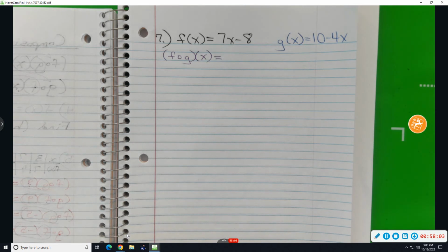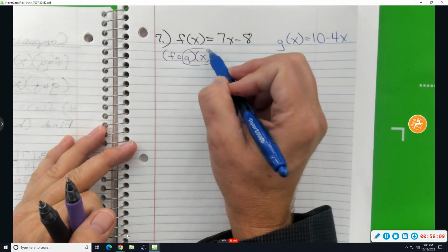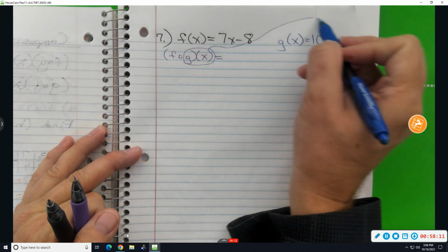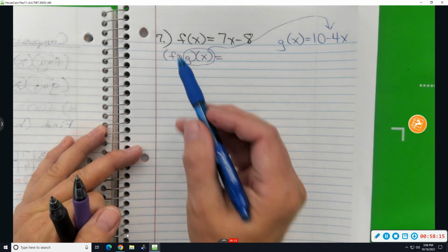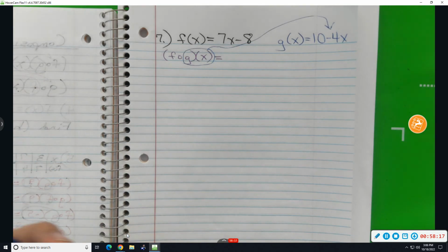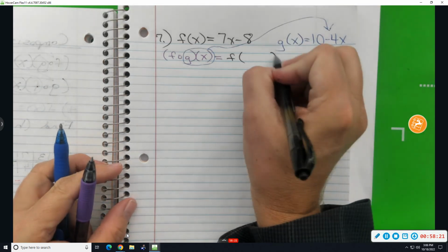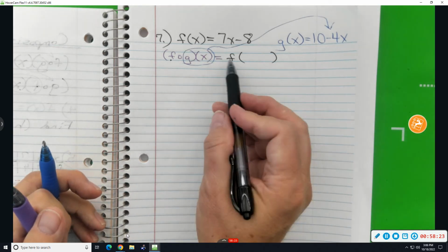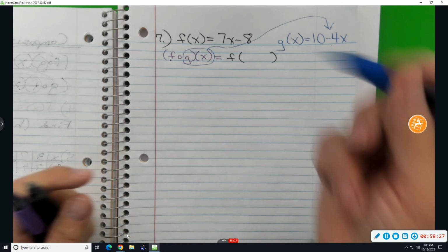So the first thing, f composed with g of x. I know what g of x is. There's no number to plug in. We know what g of x is. It's that 10 minus 4x. So we have the f sitting on the outside, and on the inside we have the 10 minus 4x.